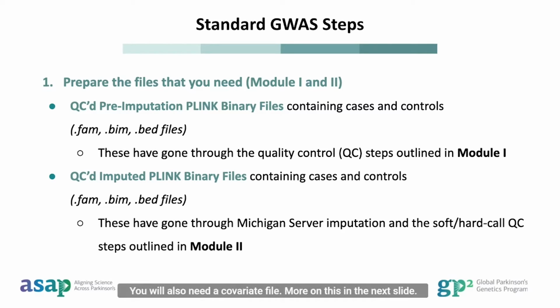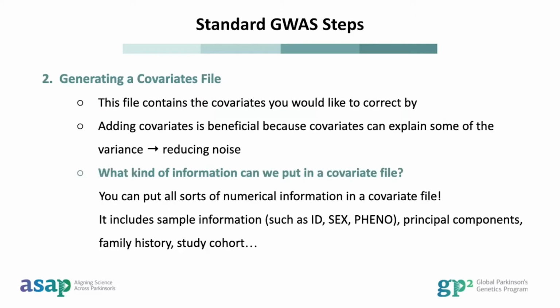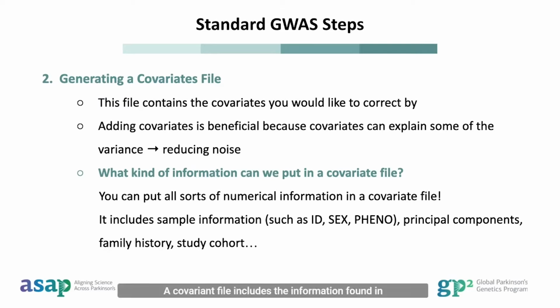You will also need a covariate file. More on this in the next slide. A covariate file includes the information found in your PLINK files, like sample ID, their sex, their phenotype, principal components, and all that extra information on samples you might have on hand, like their age, their family history, the cohort that they come from. As long as this is written in a numerical format, it can be included in the analysis. Why is having a covariate file important? By adding covariates to the analysis, covariates can help explain some of the variance seen in the data and therefore reduce noise.